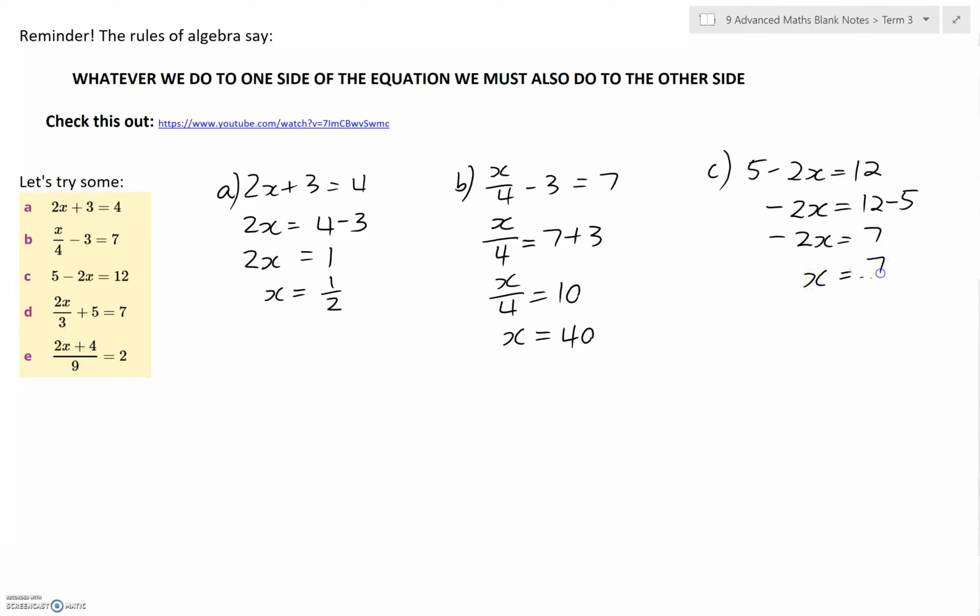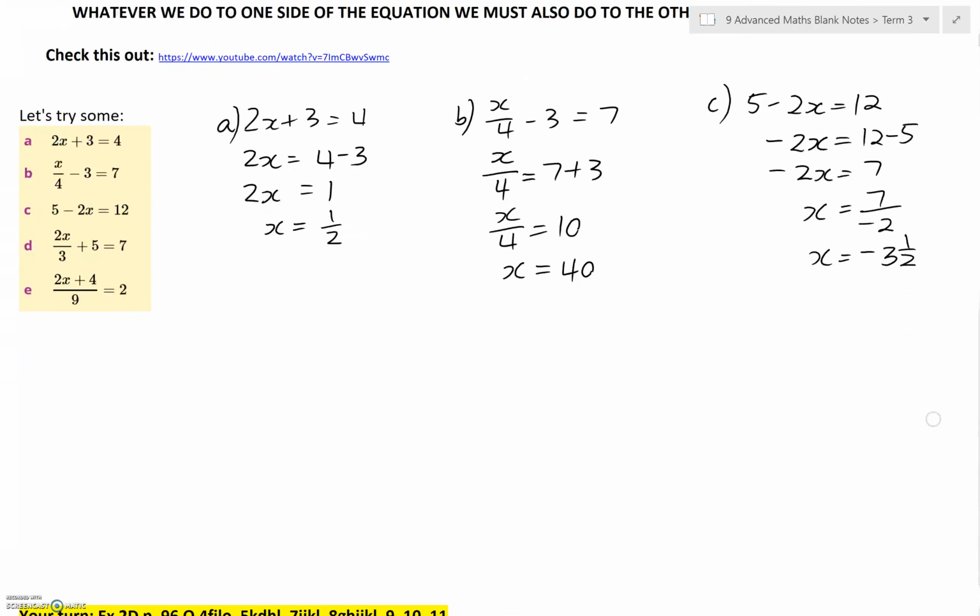So x equals 7 divided by minus 2. And of course, we could simplify that down to a mixed number, which is minus 3.5. Now the minus just goes out the front. It doesn't matter if it's attached to the bottom or the top of the fraction. It still just makes the whole number a negative. Hopefully you remember that. If you're a bit concerned, maybe ask me or do some more practice with that.